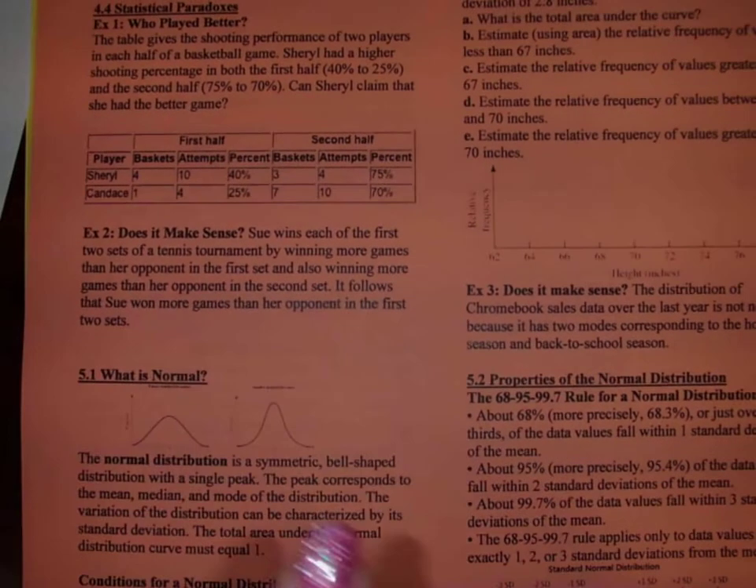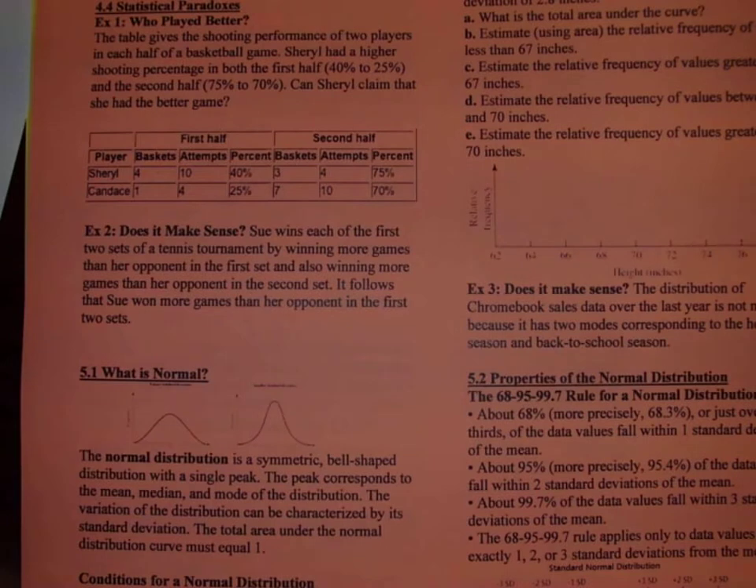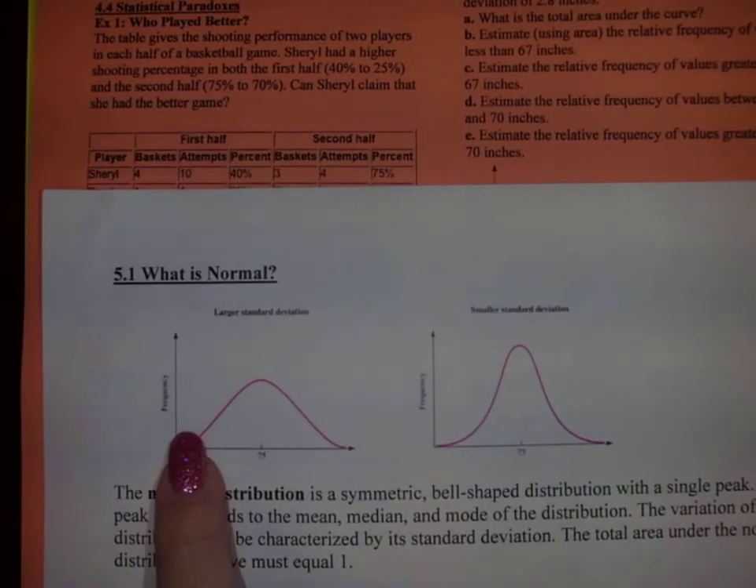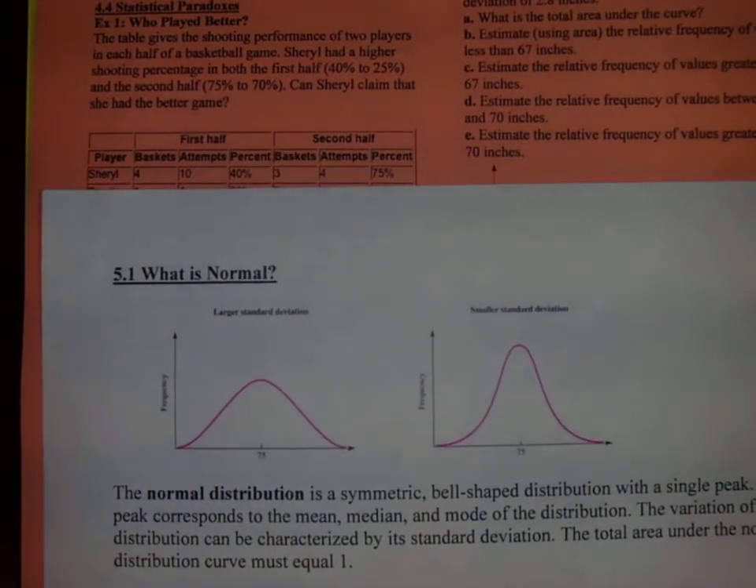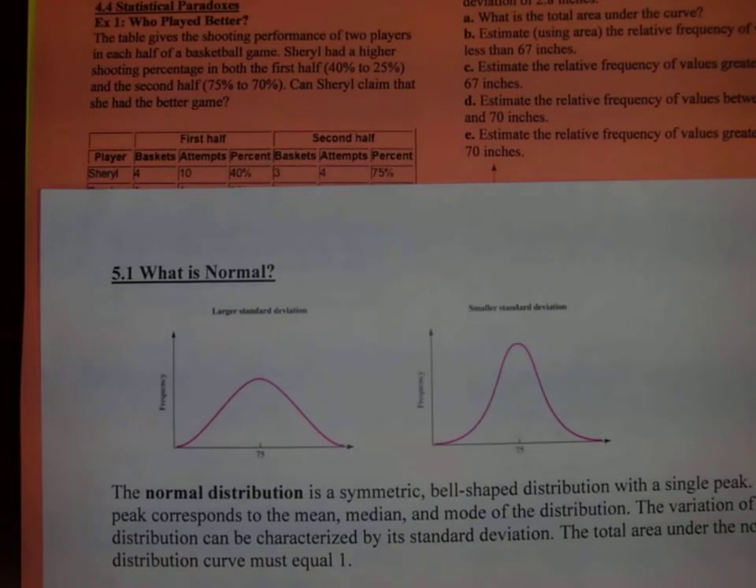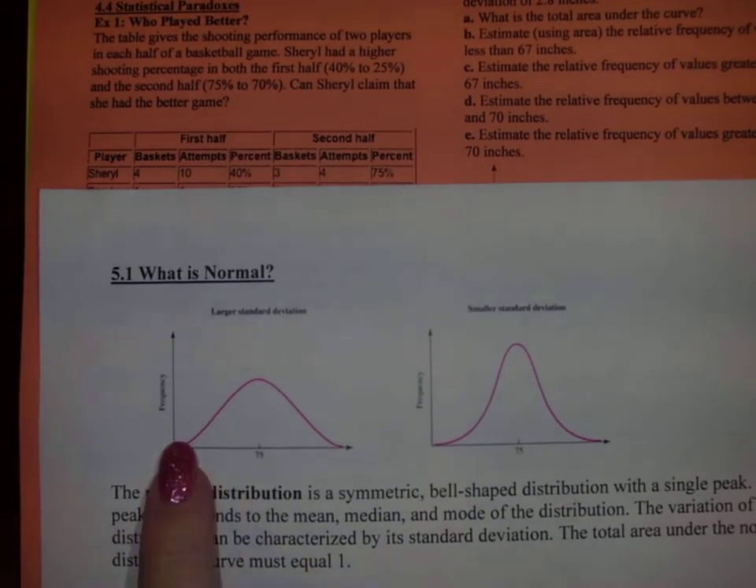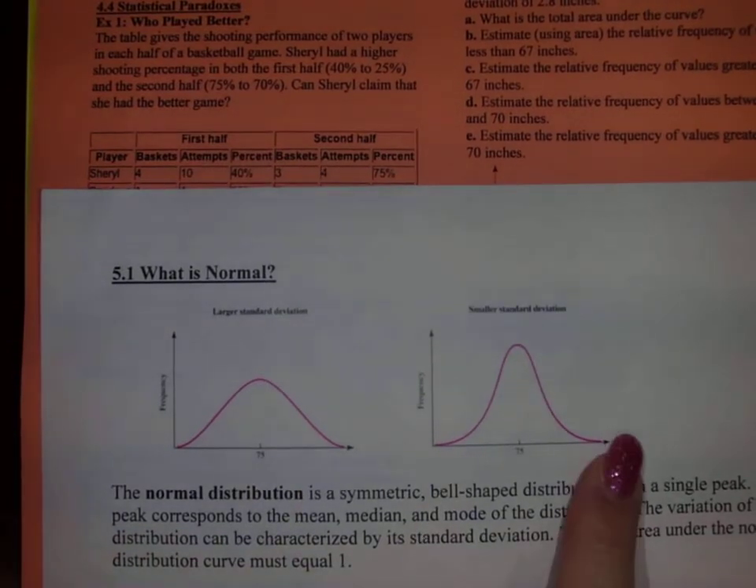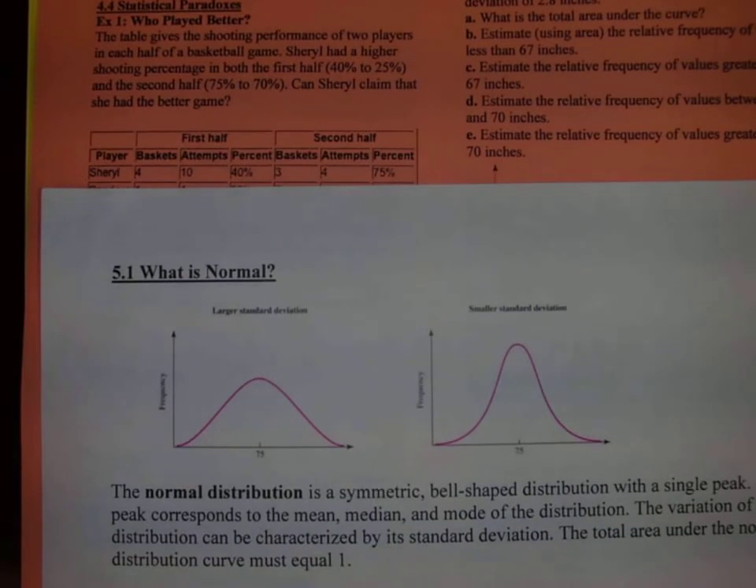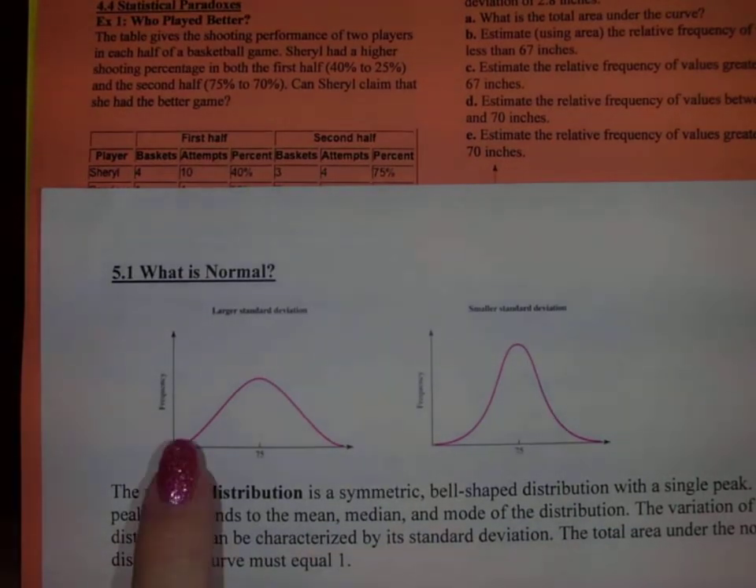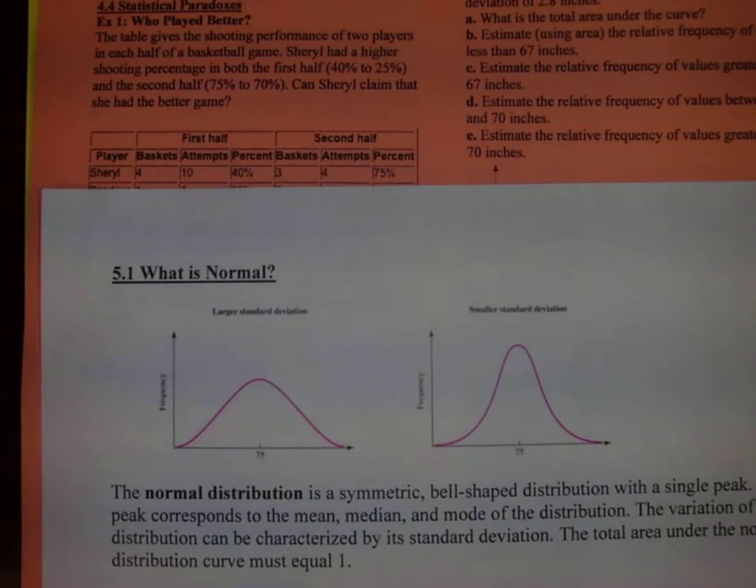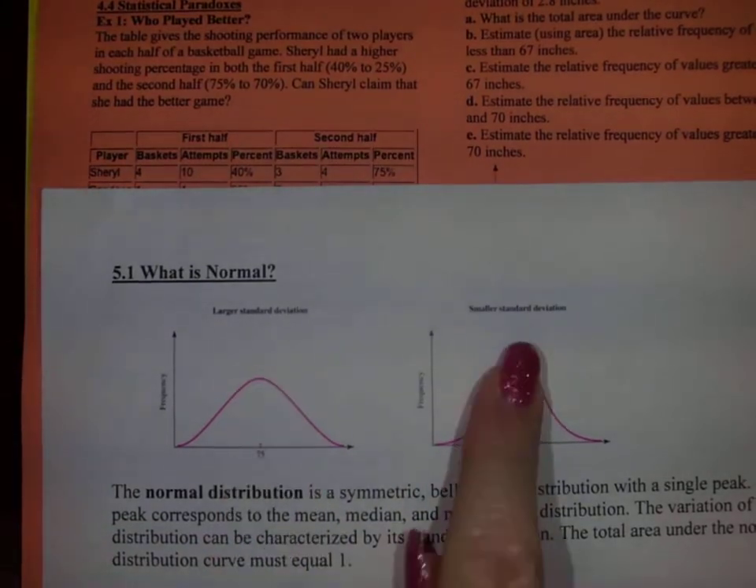So we are going to talk about what is normal. All right, so we've talked about the symmetric distribution already in the previous lessons. Now we're looking at calling this a normal distribution. It is symmetric. It has a bell-shaped distribution. It has a single peak, so a single mode.